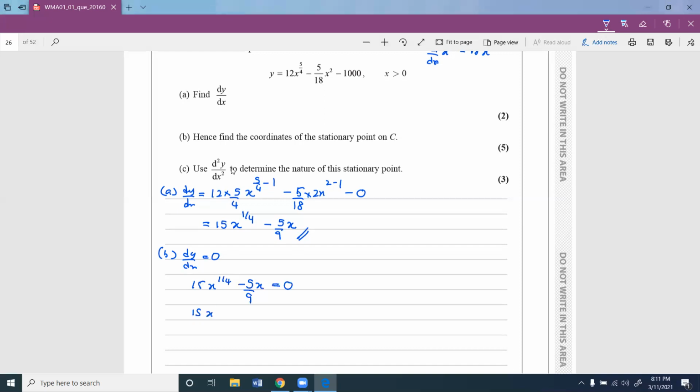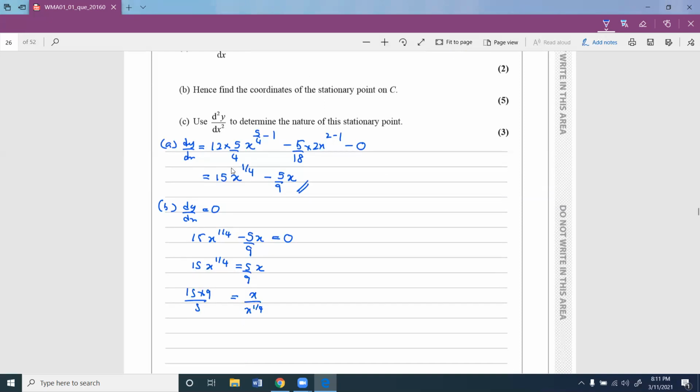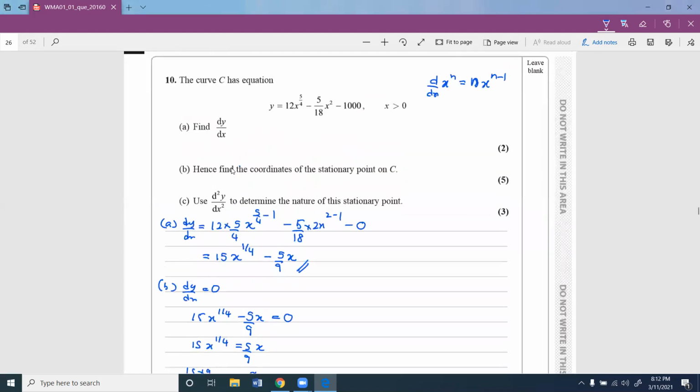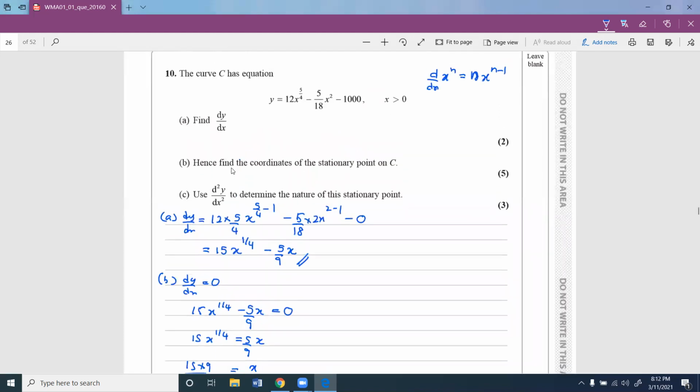15 x to the power 1 over 4 is equal to 5 over 9 x. Then you can do it this way: 15 into 9 divided by 5 is equal to x divided by x to the power 1 over 4. Then what you can understand over here is, if you simplify this, it turns out to be 15 times 9 divided by 5, which is 27, is equal to x to the power 3 over 4. Since x is not equal to 0, here they mentioned the function is greater than 3.